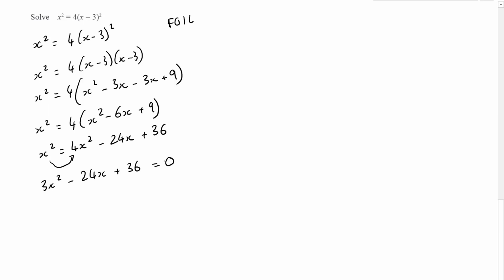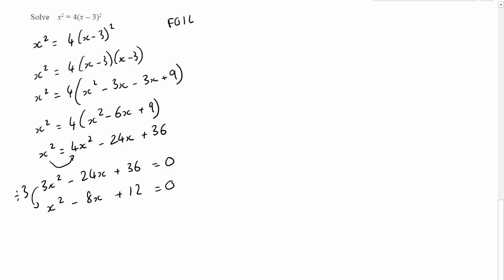Now, there's a step that we can do here to make this a little bit easier, and it's the fact that all of these numbers are multiples of 3. So we could actually simplify this down a little bit further, because if we divide everything by 3 on this side, we have to divide this side by 3, but 0 divided by anything is still 0. So if we take a 3 out, we can cancel 3s, and this actually becomes, by dividing by 3, x squared minus 8x plus 12 equals 0.